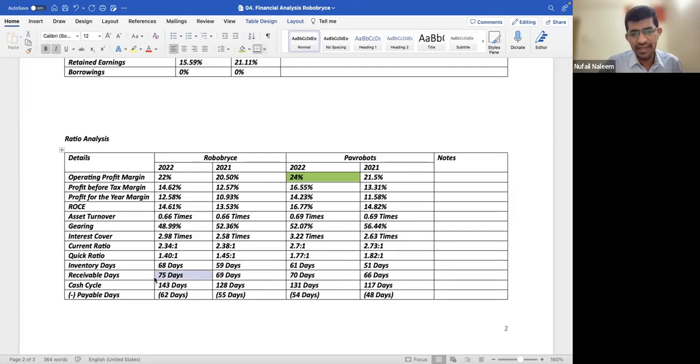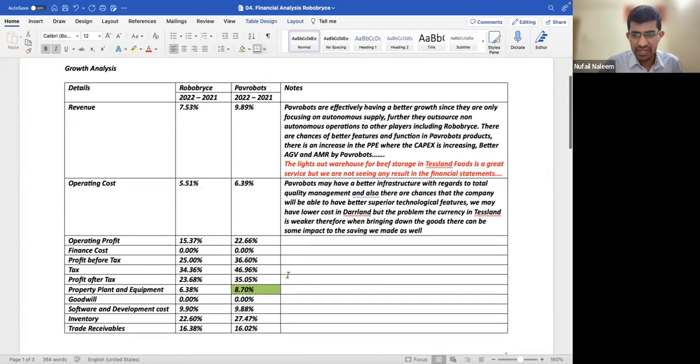So in this case, I think although only 6 players are there, still 75 days credit term is a very significant time period. Even if you see Pavrobots also, our competitor is also giving the same rate. It's a bigger challenge, if I'm not mistaken. So that is one thing.